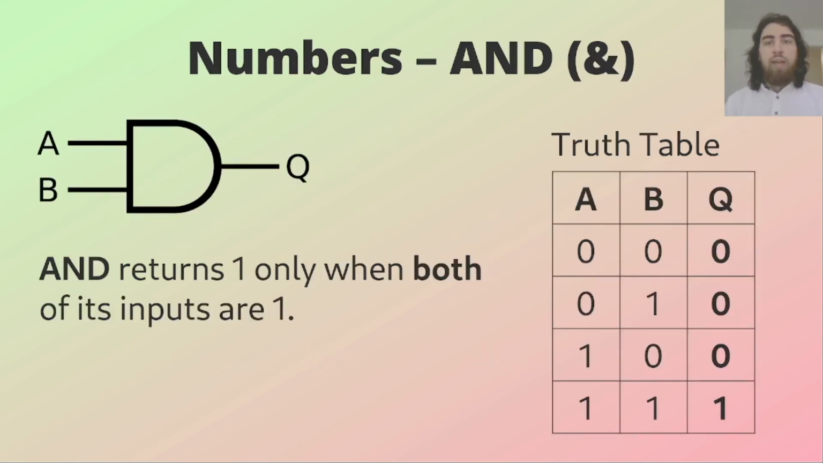Let's start with the AND operator, this ampersand symbol over here. AND returns 1 only when both of its inputs are 1. So similar to Boolean logic, as you can see, the AND operator takes two inputs and produces one output. Now, as you can see in the truth table, if both of the inputs are 1, then the output will be 1. In any other case, the output will be 0.